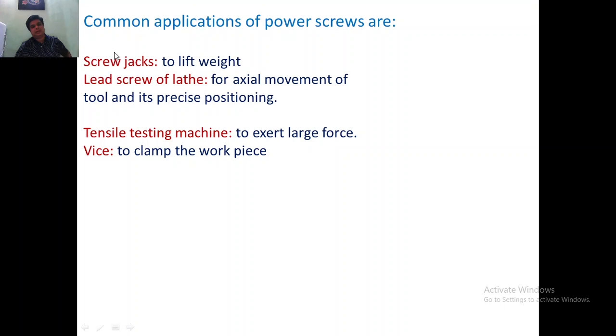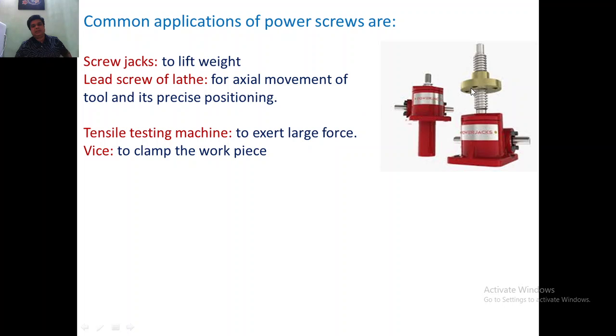Particularly, the screw jack has the power screw, and it is used to lift the weight. You can see here the screw jacks or the power jacks. There are different kinds of screw jacks with different working principles. We have electrical screw jacks, hydraulic screw jacks, and manual screw jacks. The basic application of the screw jack is that it uses the power screw. This is the power screw and this is the nut here.